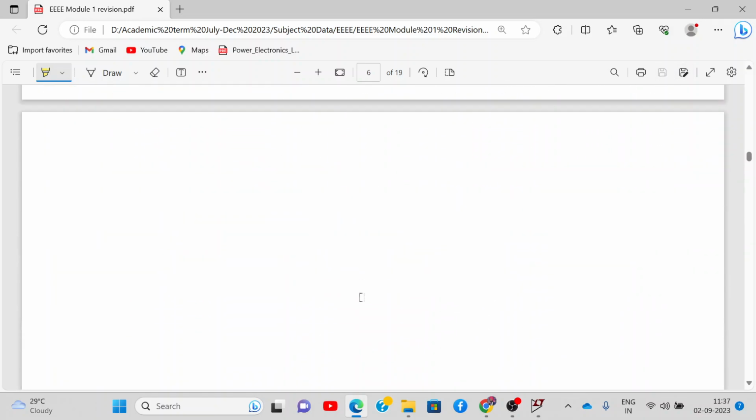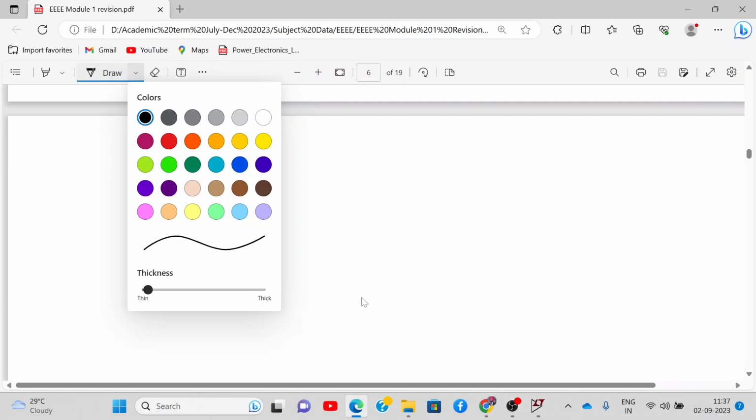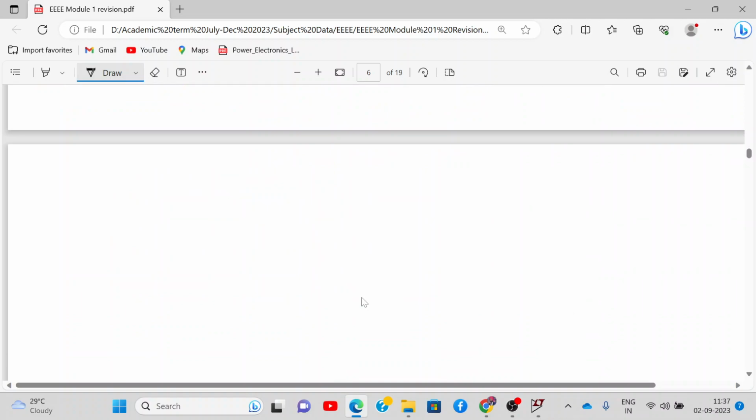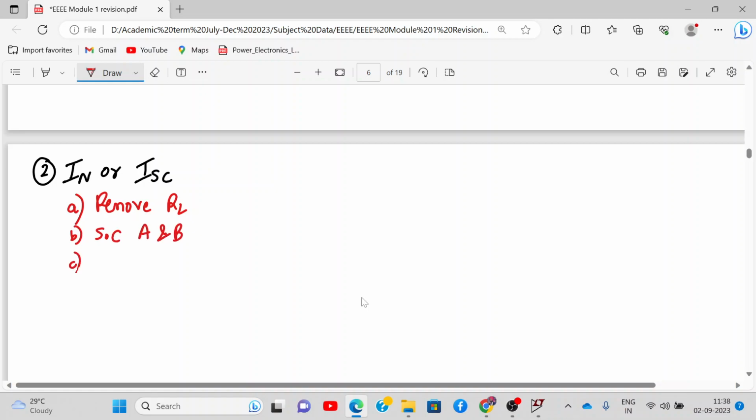Okay, now we are calculating IN. What is IN called? Norton's current or ISC. So what's the procedure to do that? Remove RL, then short circuit the A and B terminals, and then find IN or ISC. Okay, so let me redraw the original circuit as it is without RL.